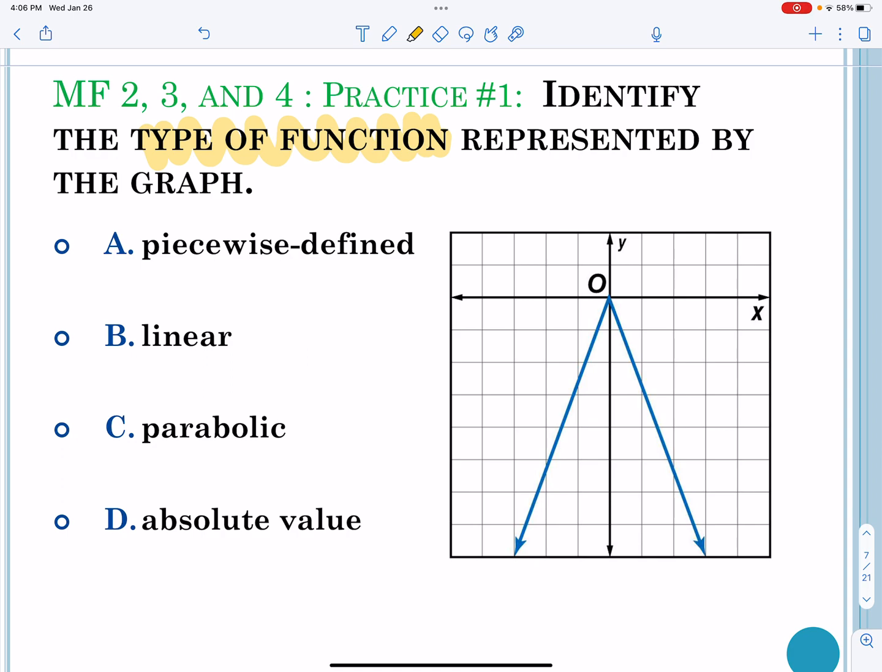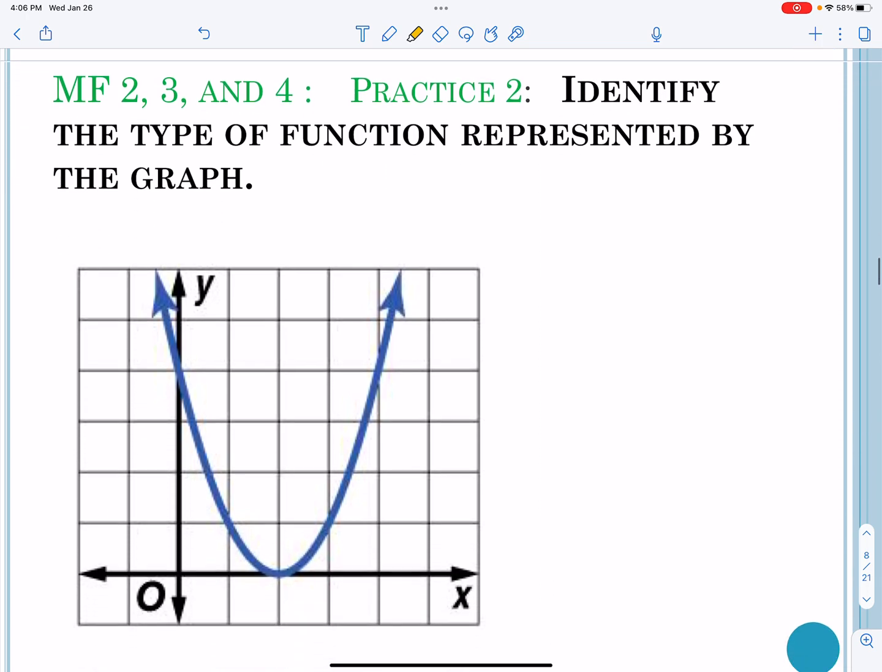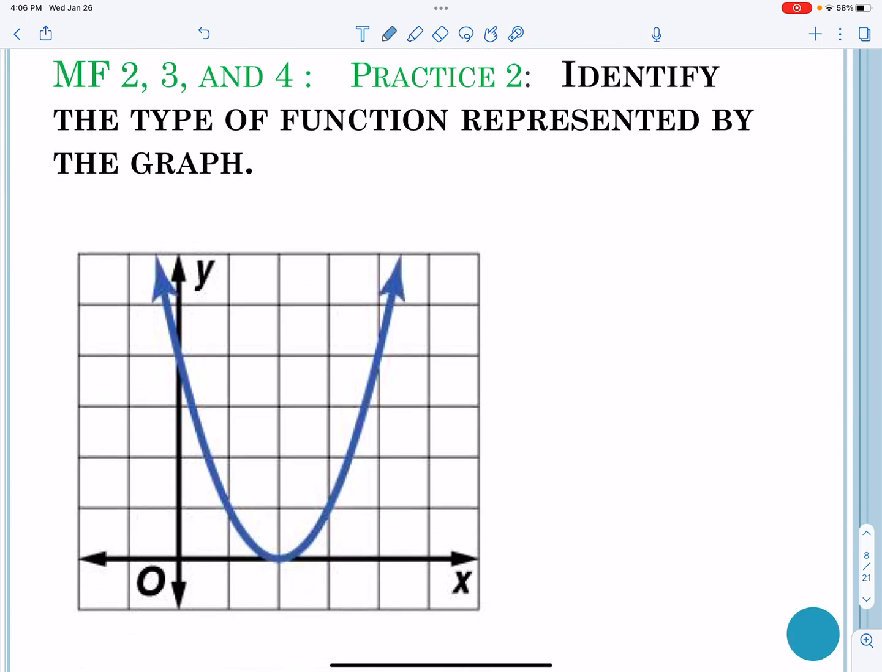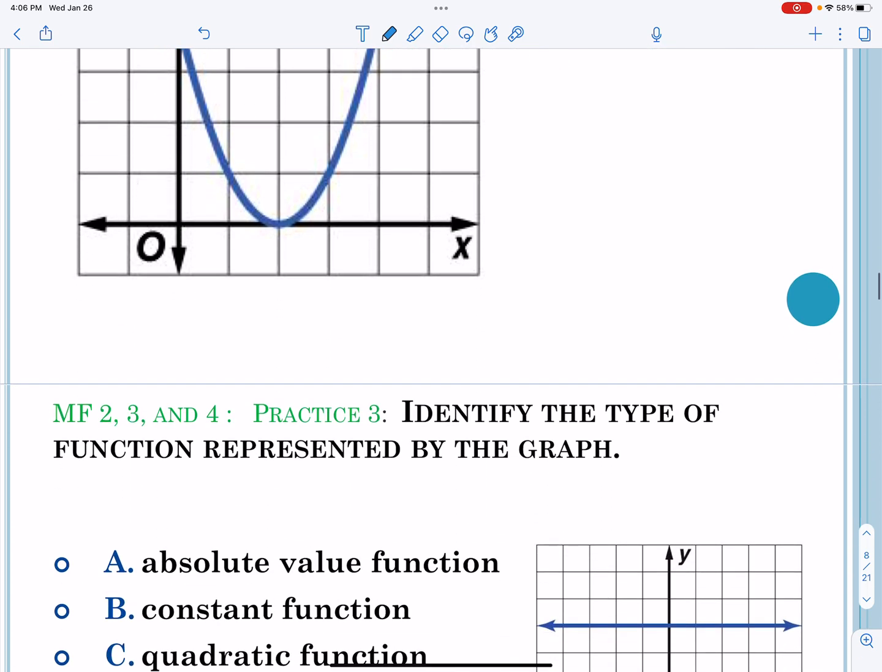So if it looks like this, if it's a V, then your answer is an absolute value, right? Okay. If it looks like this, what is my function? Quadratic. If it makes a U up or down, it's quadratic. If it makes a V, it's an absolute value. That's all we're talking about right now.